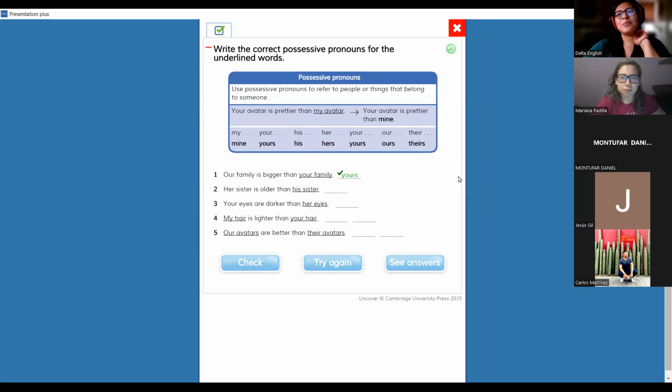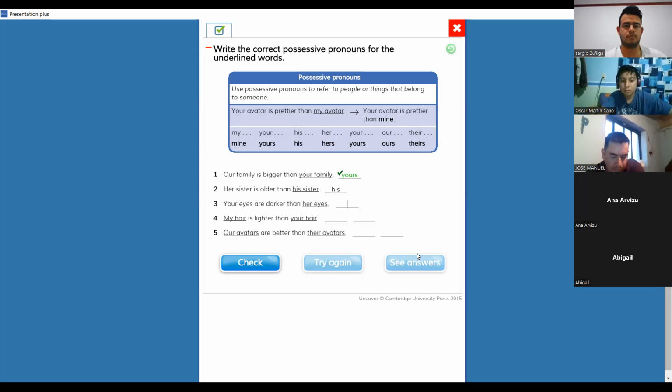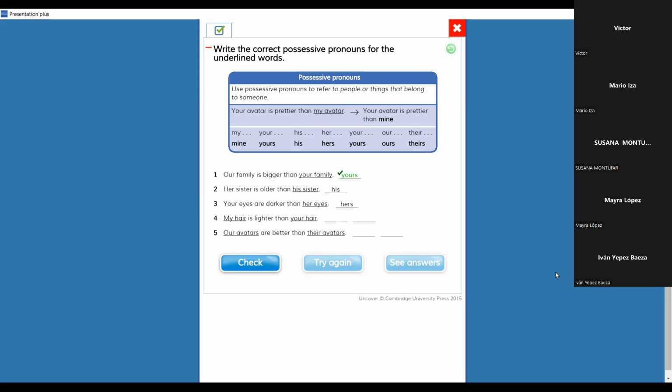So for number 2, Jesus, can you help us with this one? Her sister is older than his sister. His. So we would have her sister is older than his. That's it. Good. Moving on to number 3. Roe, your eyes are darker than her eyes. Hers. Your eyes are darker than hers. And that's it. I'm saving one word, but you know, time is money.